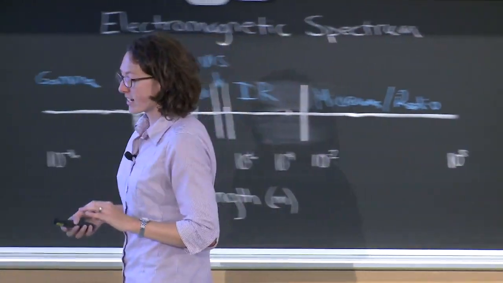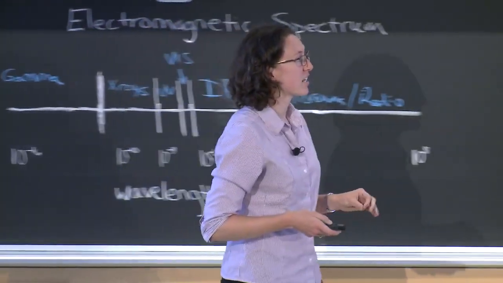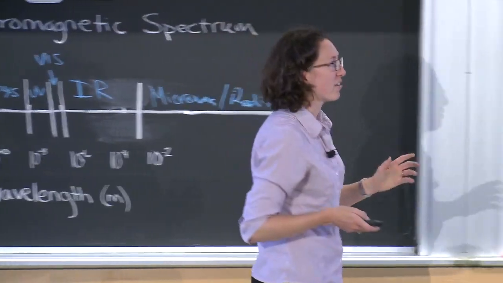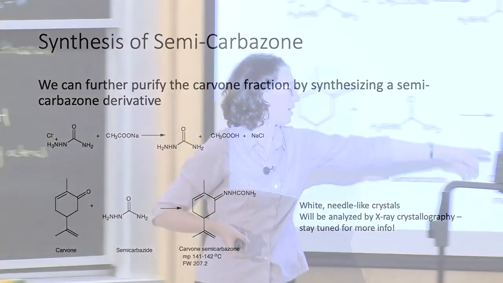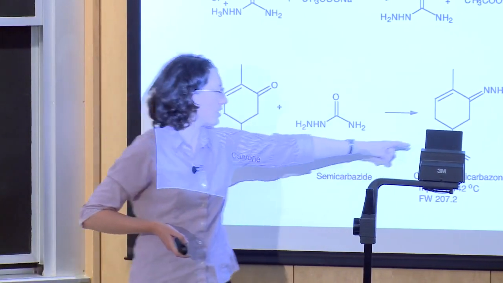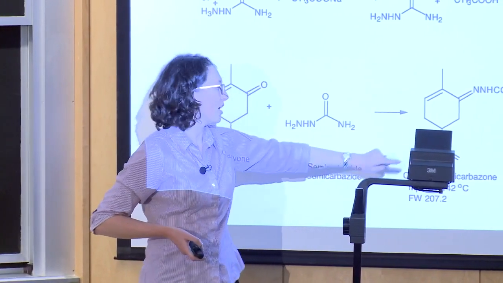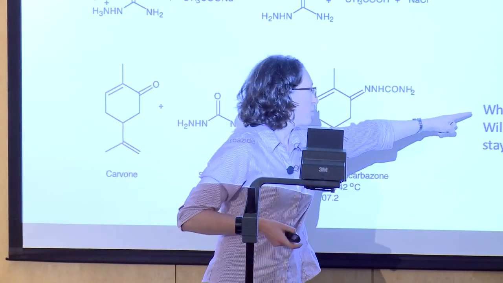So we have one more technique left to talk about, and it is the polarimetry. And to talk about that, first we're going to do another round of synthesis with your products that you've separated in your initial distillation. So you have your limonene fraction, your carvone fraction, and we're going to take the carvone fraction and synthesize a semicarbazone, which will look something like this. And you will make this molecule, it'll still have your stereocenter, we're not touching that, so it'll keep your RS configuration, and it'll be a solid though.